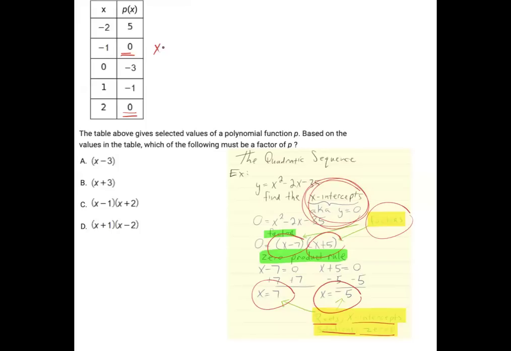If x equals -1, then the factor that goes along with that is x plus 1. And if x equals +2, then the factor that goes along with that is x minus 2. So the two factors we can pick are x plus 1 and x minus 2, which is answer choice D for this question.